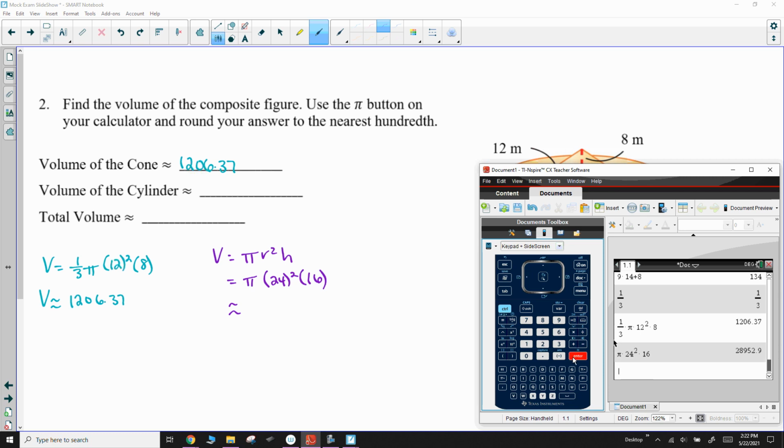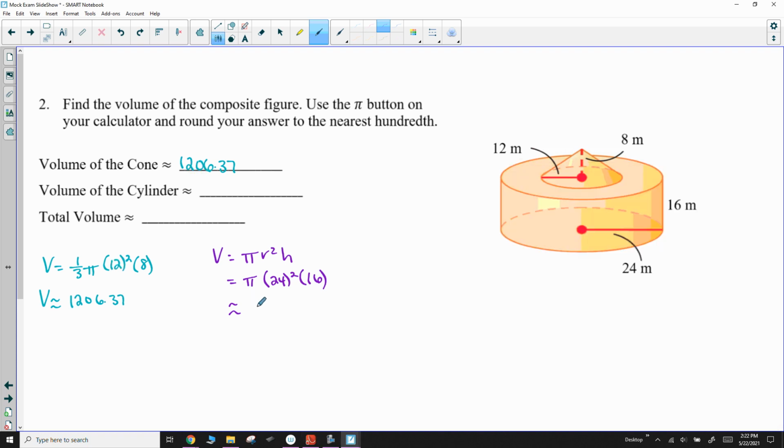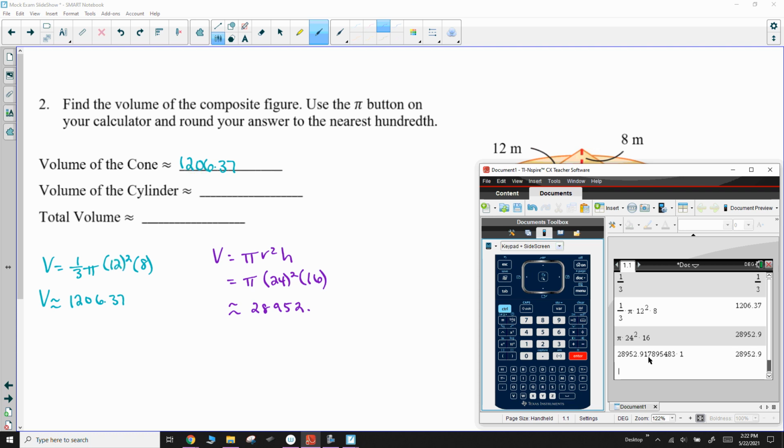I've got problems in River City because, remember, I already talked about it only shows 6 decimal places. I'm just going to hit times 1 so that this is giving me the full round. So my answer for this is going to be 28,952.92. I can't remember the last digits, but 28,952.92.